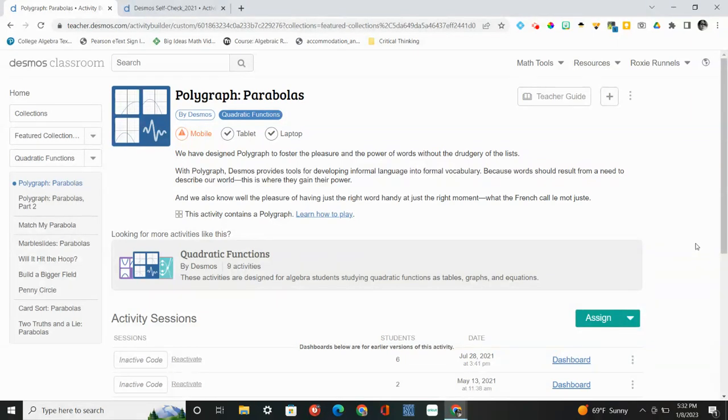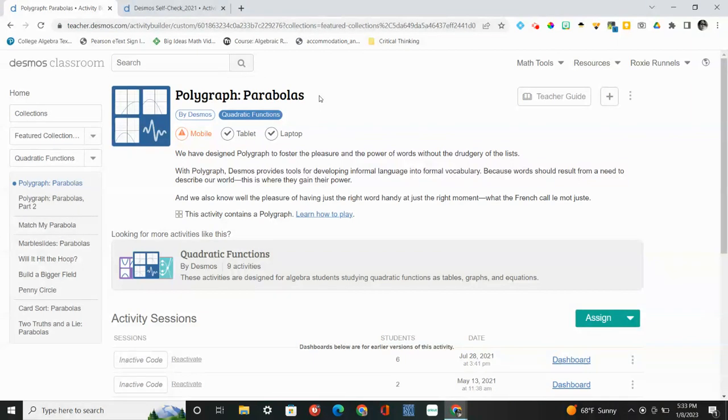It's a fantastic tool. And it's so very versatile and can be used for so many steps in the process of different functions. For example, the one I have here on my screen is the polygraph for parabolas. This can be used in Algebra 1, Algebra 2, and pre-calculus, depending on the vocabulary that you are hitting for that unit, for that level, which is just amazing that it's something that students can see again and again and again.